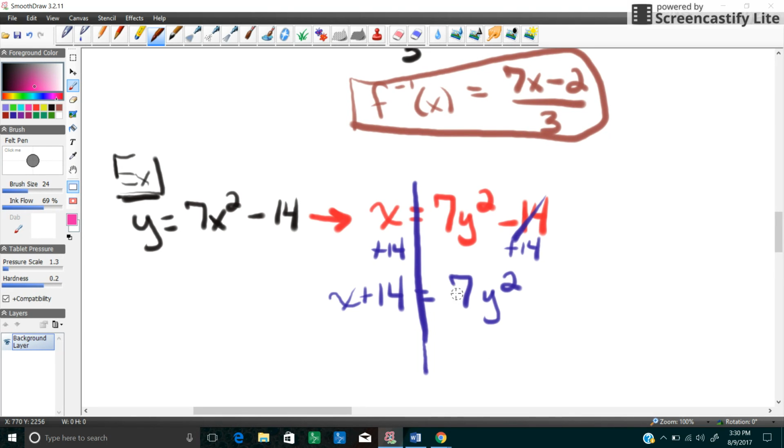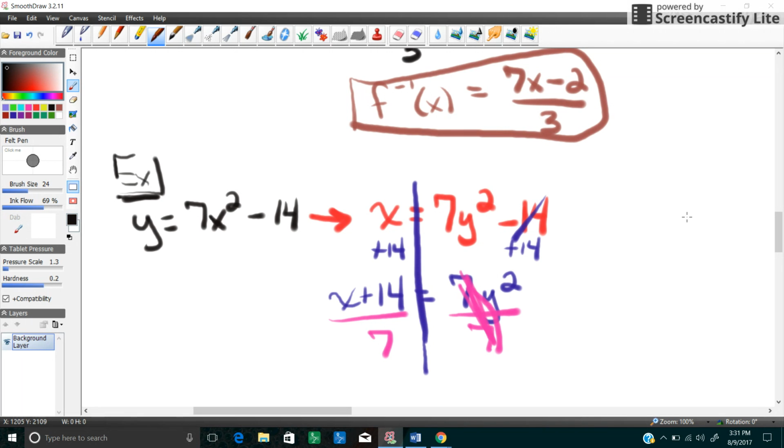And then my next step would be to divide, because the 7 is next to y squared. We can't get rid of the square yet because that's the closest thing to the y. So divide both sides by 7, which turns that into a 1, so it's gone.